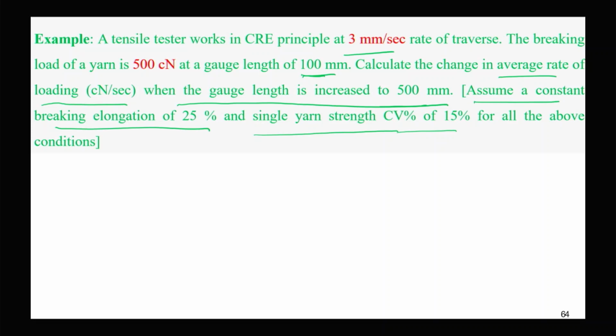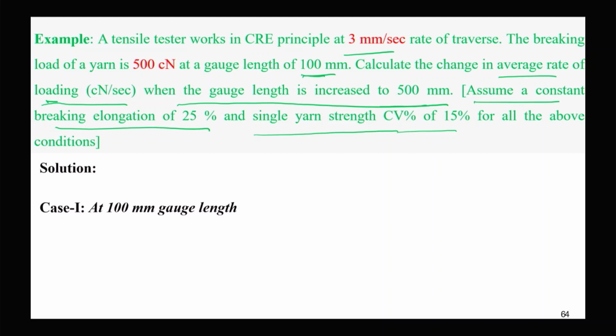In the earlier example, we discussed that with the change in gauge length, we assumed that breaking strength is not changing, yet there was a reduction in the rate of loading. But here we are changing the gauge length, so we will calculate the impact on the breaking load first.